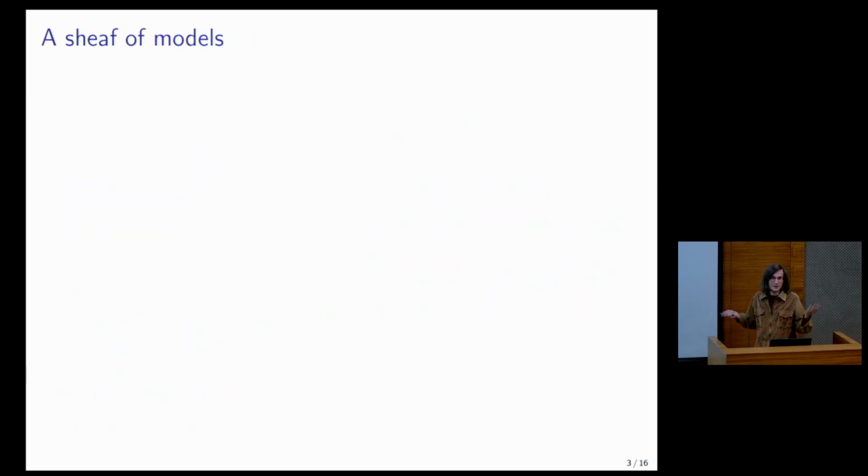Good. So that was a sheaf of structures, but in model theory we are interested in a sheaf of models or continuous family of models. So what is that? It's a bit more complicated, but not much more complicated. Okay, maybe the title is not good. Okay, so you do not send every open to some model.